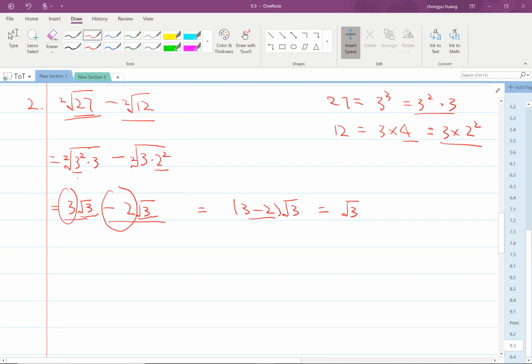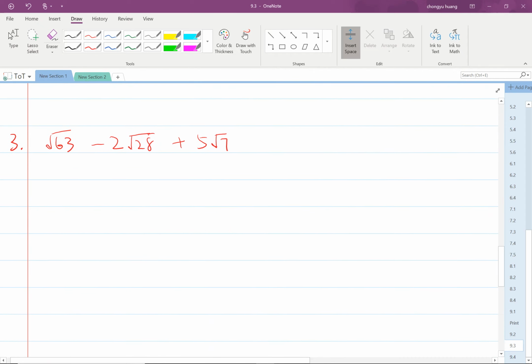Okay. As you can see, our final solution for question 2 is the square root of 3. Okay, so let's move on to the next question.